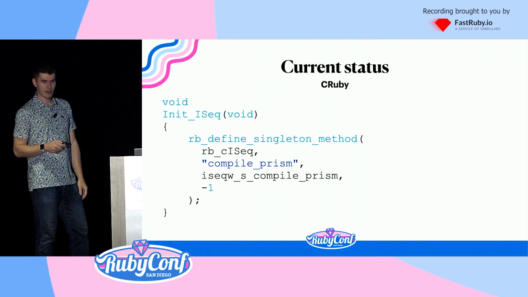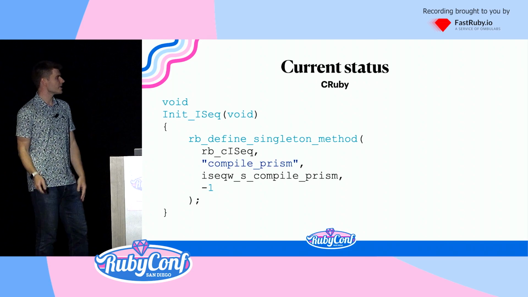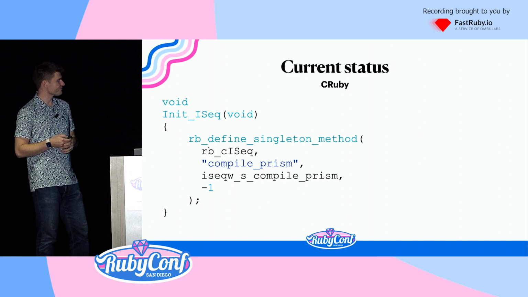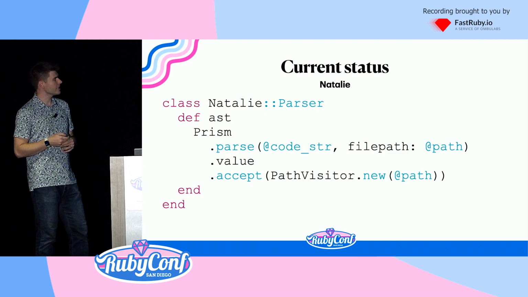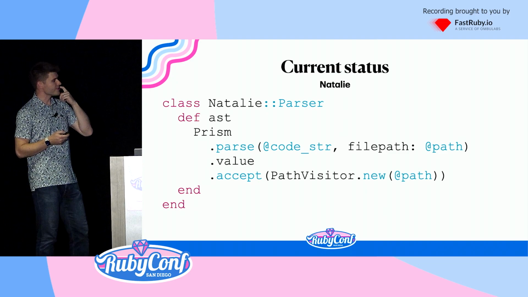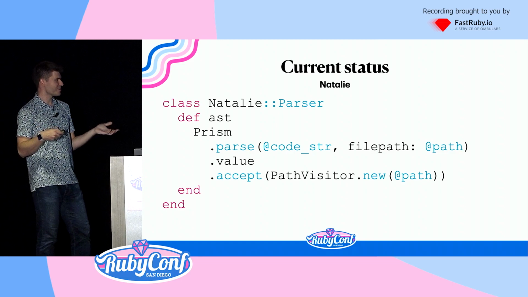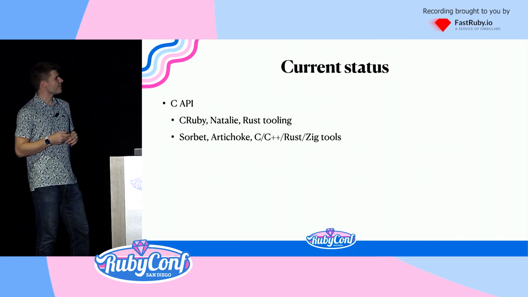There's a method defined in C on the Ruby VM instruction sequence class that you can call, compile prism. This is how it's done in Natalie. You can call prism.parse from the Ruby API, which is actually compiled to C++, so this is actually the C API. It's the whole thing.